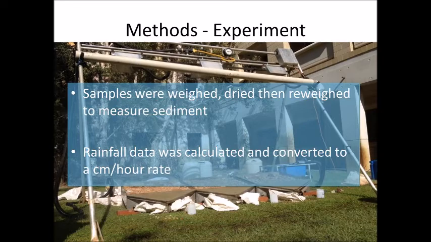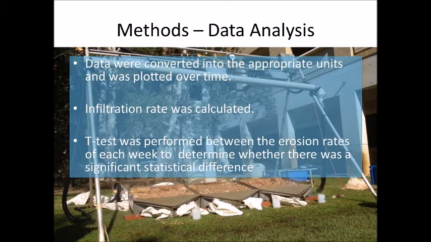All the samples taken from both weeks were weighed, taking into account the weight of the containers prior to being filled. Samples of runoff were then oven dried and reweighed to measure the amount of sediment removed from the soil. Rainfall data was also calculated and converted to a rate of centimetres per hour for both the first and second week. Data for runoff and sediment also had to be converted into appropriate units of measurement prior to analysis.